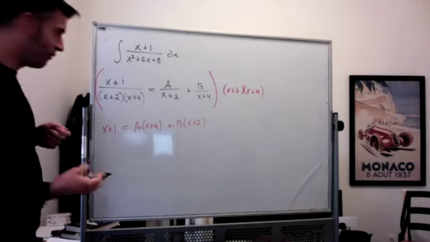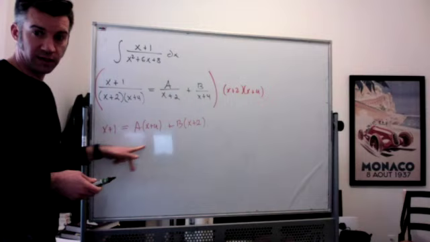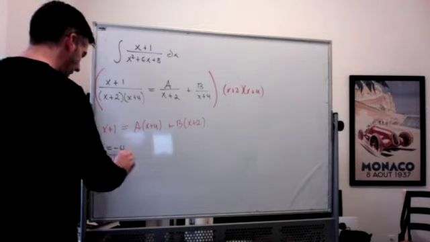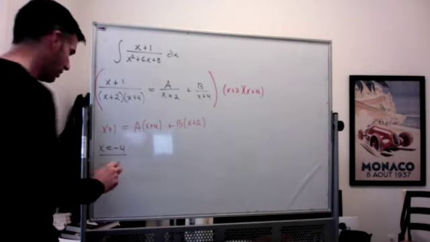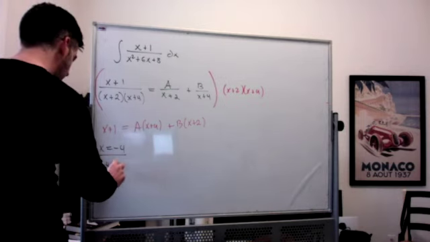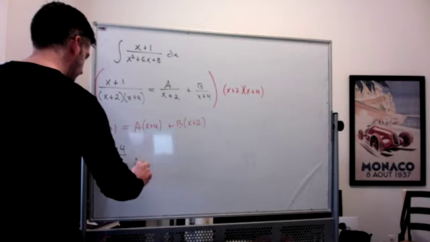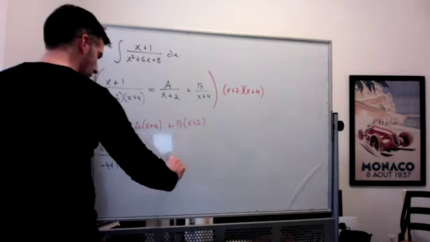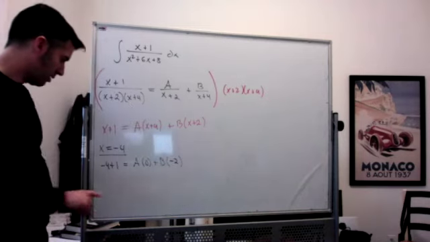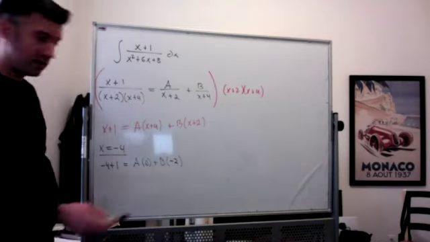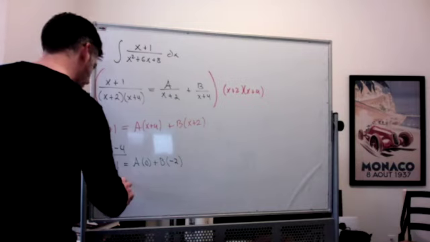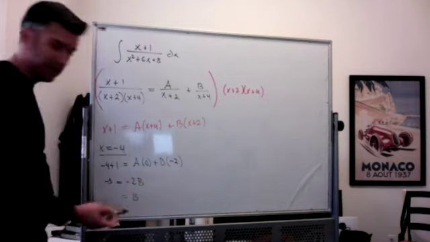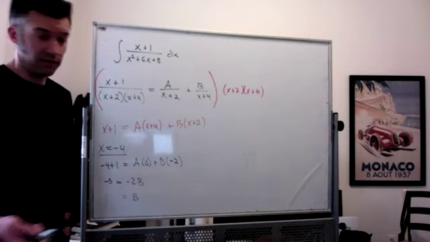Right, -4, because -4 makes this whole thing 0. So if I plug in x equal to -4, I have to plug it in wherever there's an x. So I get -4 plus 1 equal to a times 0 plus b times (-4 plus 2, which is -2). -4 plus 1 is -3. So -3 equals -2 times b. So b is equal to -3 divided by -2, which is positive 3/2.